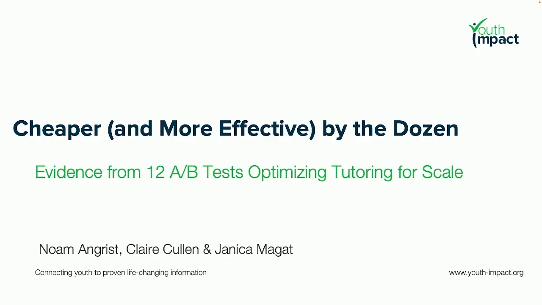So today I'm going to be presenting a paper that we've recently put out with Noam Angras, who was on the keynote yesterday, who really nicely set this up, and Jannica Maggot, and the paper is called Cheaper and More Effective by the Dozen, Evidence from 12 A/B Tests Optimizing Tutoring for Scale. So this is a nice example. Ben will give a really nice framework, Azeez sharing more examples from another organization, but a nice tangible example of how once you've done a lot of randomized control trials, or you're really confident that an intervention is effective, you've replicated it, and you're taking it to scale, and you want to avoid this voltage drop, you actually want it to get better and better over time. This is a nice practical example of how we've done that.